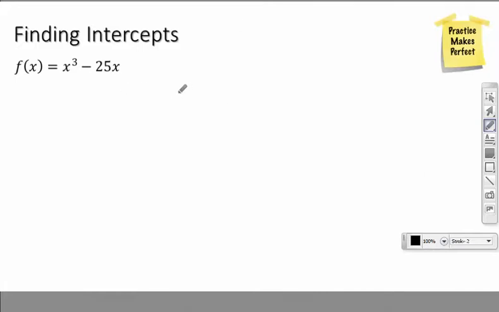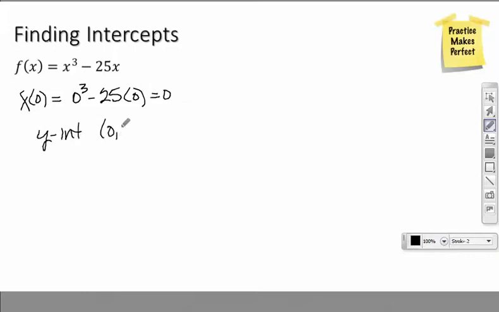All right, let's try another one. And this one's almost the same as the last one, just different numbers. First, to find my y-intercept, I'm going to evaluate for when x equals 0. And then that equals 0. So again, my y-intercept is going to be at my origin. And then I'm going to factor out an x.